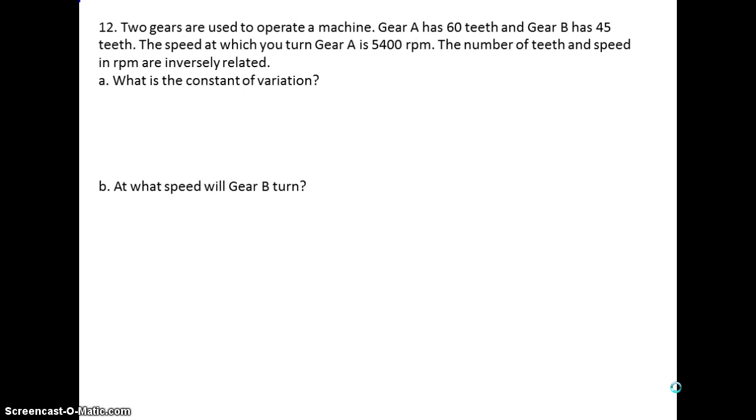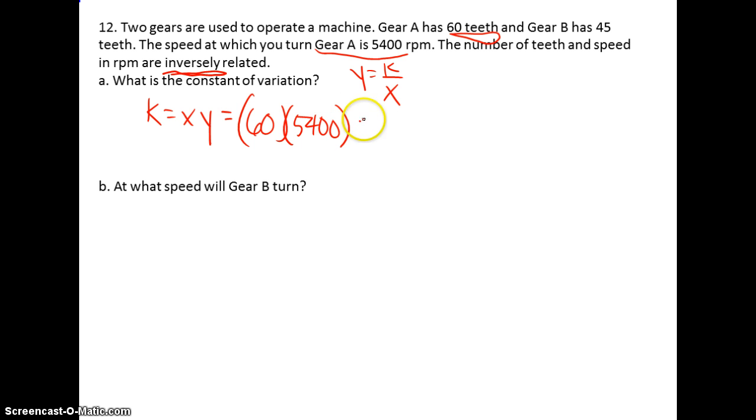Alright, number 12. Two gears are used to operate a machine. Gear A has 60 teeth and gear B has 45 teeth. The speed at which you turn gear A is 5,400 RPMs. The number of teeth and speed are inversely related. So again, that means we're using our y equals k over x. So our constant is x times y, which we're going to use gear A and 60 teeth to find our k. So we'll use our x of 60 teeth and our y of 5,400 RPM to get a k value of 324,000.